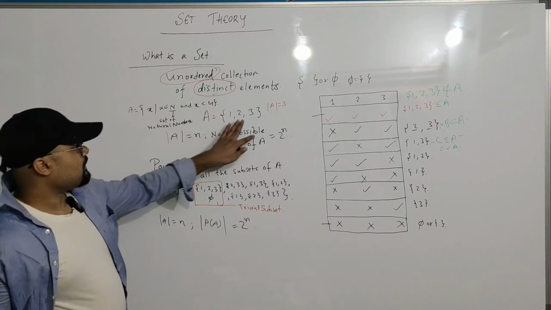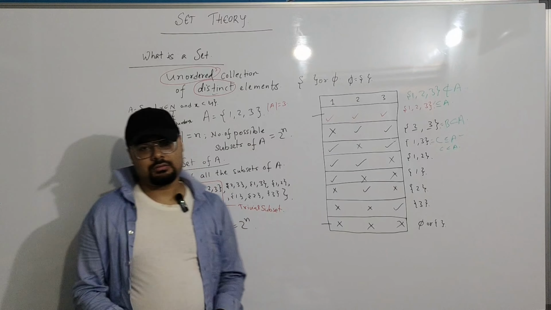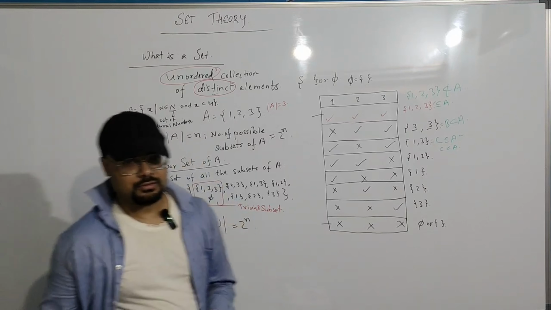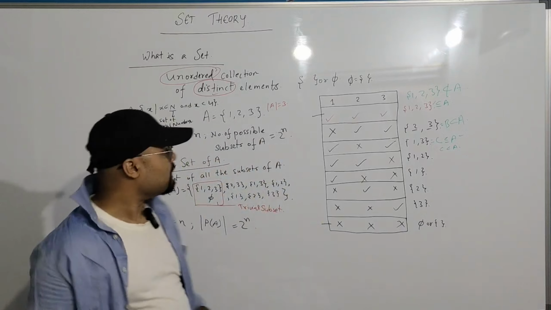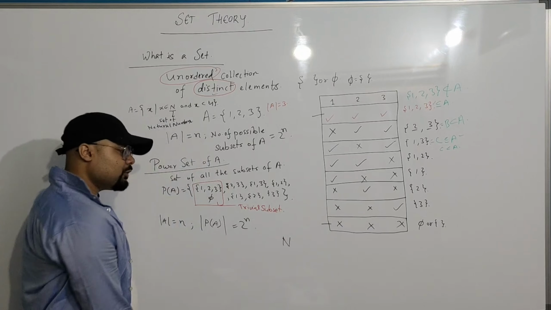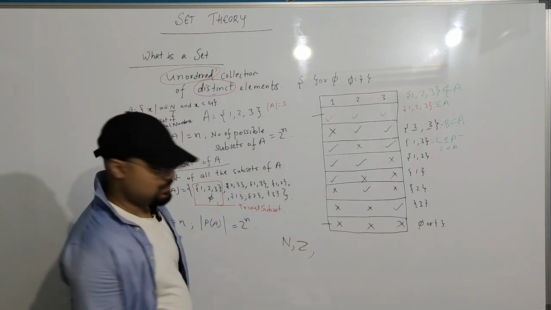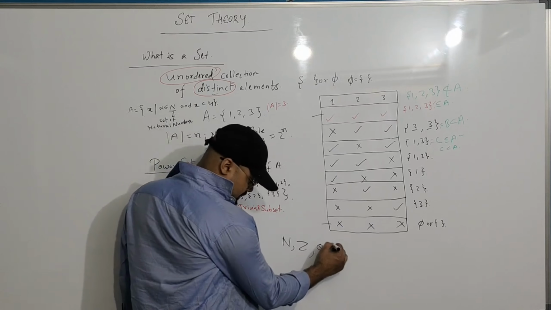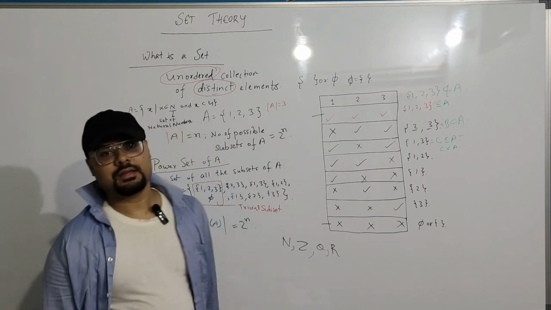So this is the example where the number of elements is 3. But sets can be a finite set or an infinite set. Some of the very popular infinite sets: one of them is the set of natural numbers, which is N. Similarly, Z is the set of all integers, Q the set of all rational numbers, and R the set of all real numbers. These are some of the popular infinite sets.